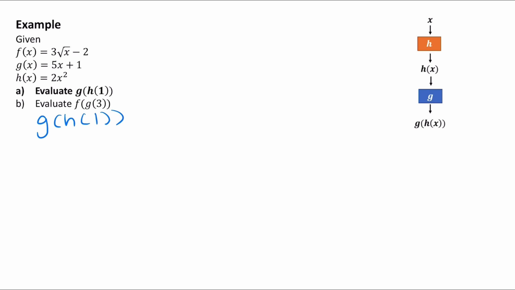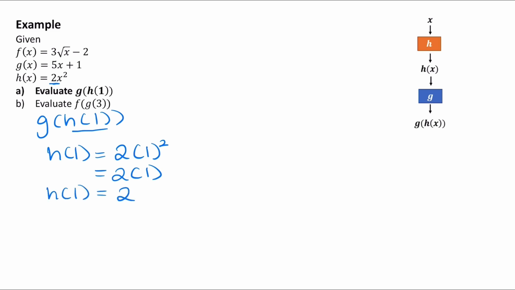What I mean by working from the inside out is to start off by evaluating h of 1. So I'm going to take this function h and plug in a 1 for my x. That's going to be 2 times 1 squared. Well, that equals 2 times 1, because 1 squared is 1, and so that equals 2. So I know h of 1 equals 2.